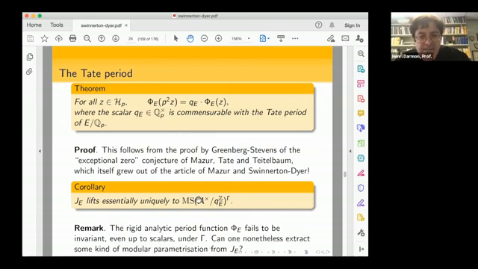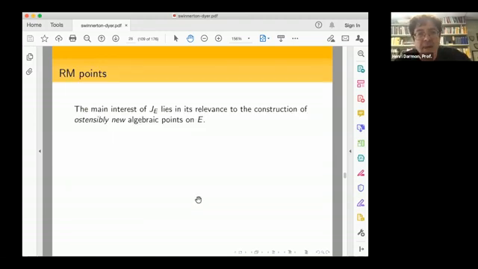Okay. So the question that emerges naturally is whether one can nonetheless extract some kind of modular parametrization from this J sub E. And really the main interest of this invariant lies in its relevance to the construction of points on the elliptic curve, which seem to be quite new, which go beyond the usual framework of Heegner points, if one wants.